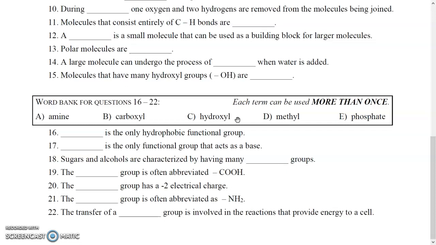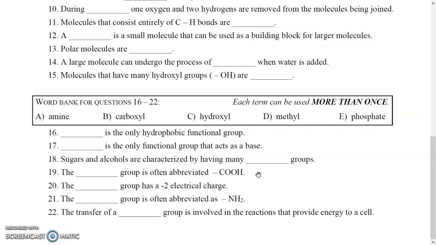Number 19, the blank group is often abbreviated COOH. This is going to be our carboxyl group. B is the correct answer for number 19. It is a C, which is carbon, double bonded to one oxygen, and then single bonded to OH. So this OH is kind of like a hydroxyl group, but it's part of this larger functional group here. And this larger functional group is what we call carboxyl.